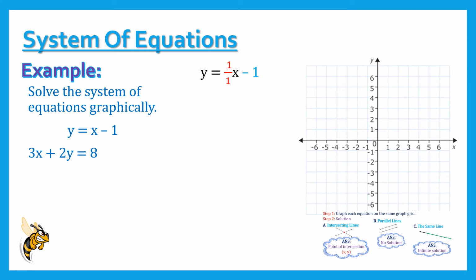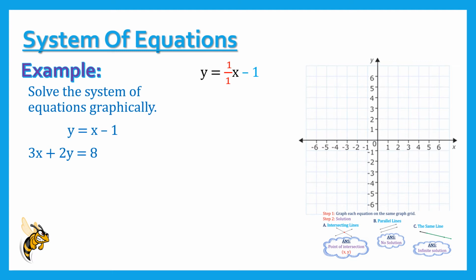y = 1/1 x - 1. I put 1 over 1 because we do not see a coefficient on the x, so therefore the coefficient is always 1 where you don't see a coefficient on a variable. We're doing the slope and want it to be rise over run, and any integer as a fraction is always over 1. So that's why we have 1 over 1.